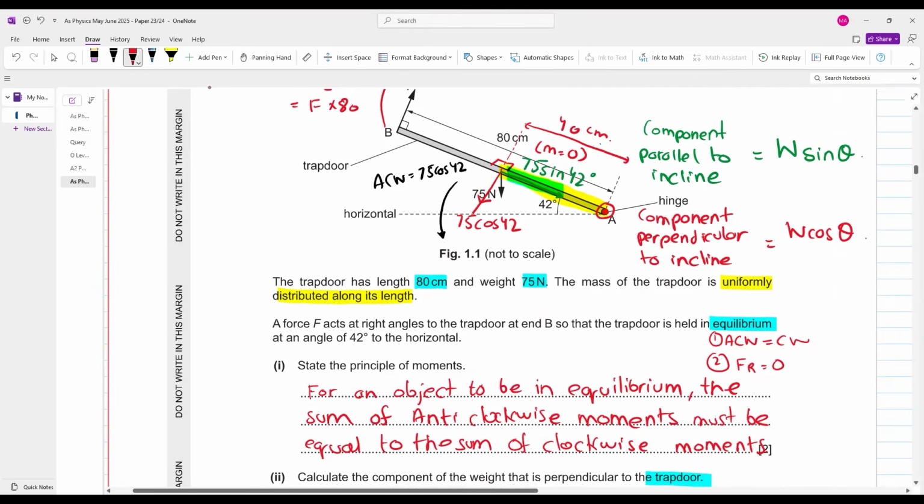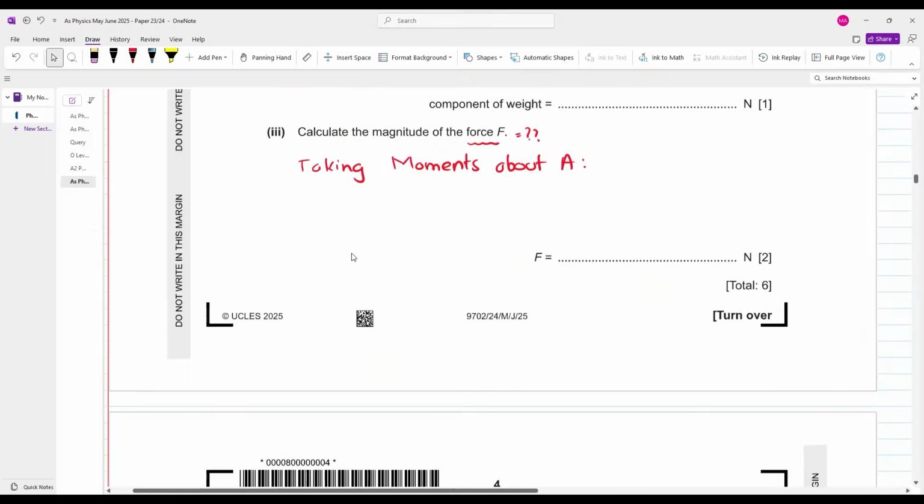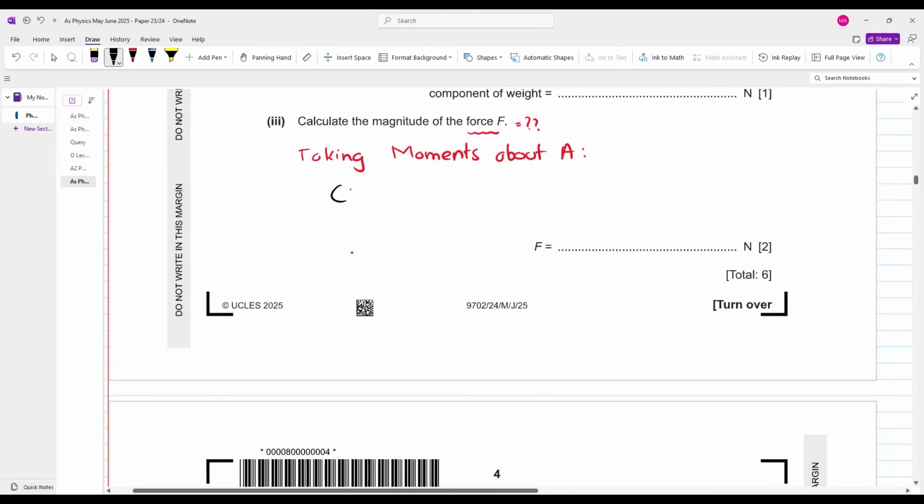The anti-clockwise moment will turn out to be what? 75 cosine 42 multiplied by what? Multiplied by 40. Simple. Let's equate both of these things, clockwise and anti-clockwise. Clockwise moments is equal to anti-clockwise moments.